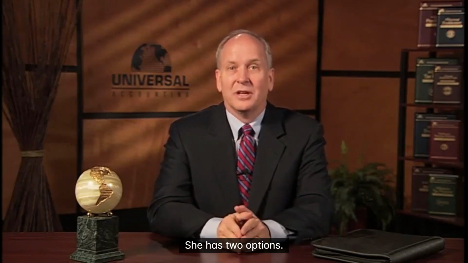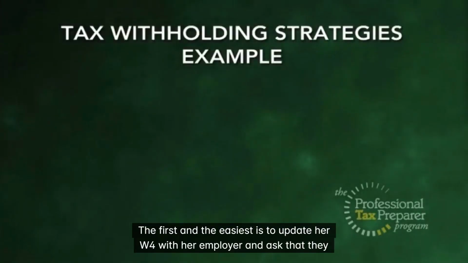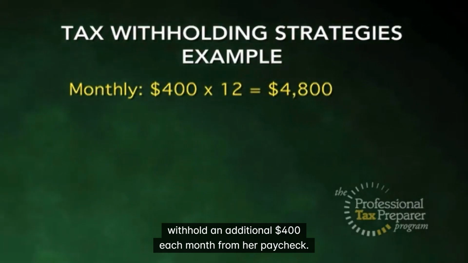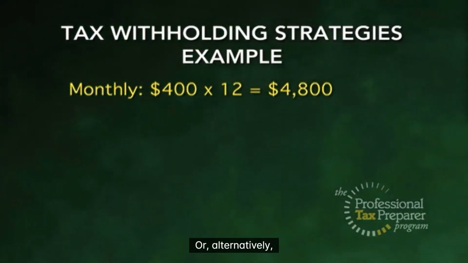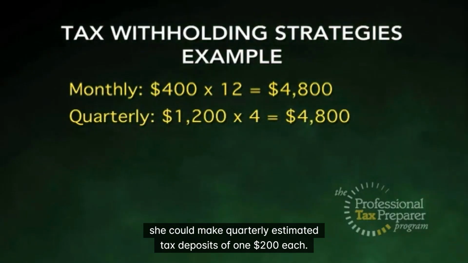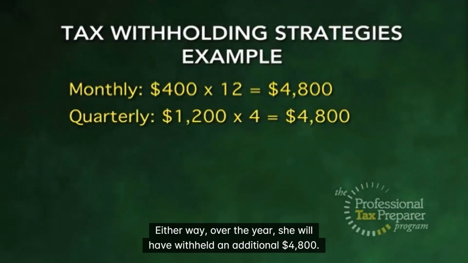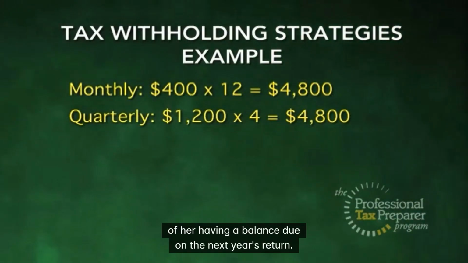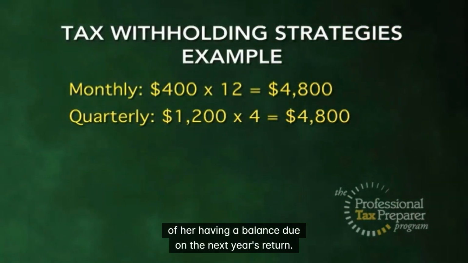She has two options. The first and the easiest is to update her W-4 with her employer and ask that they withhold an additional $400 each month from her paycheck. Or, alternatively, she could make quarterly estimated tax deposits of $1,200 each. Either way, over the year, she will have withheld an additional $4,800. That amount will then reduce the chances of her having a balance due on the next year's return.